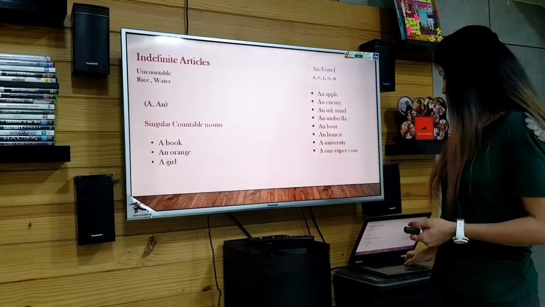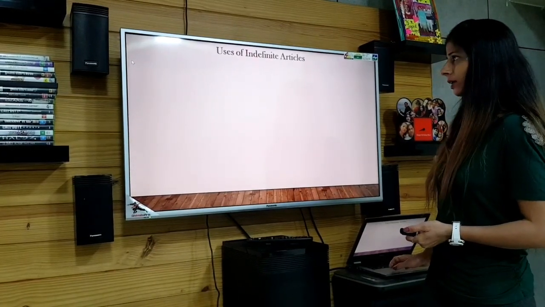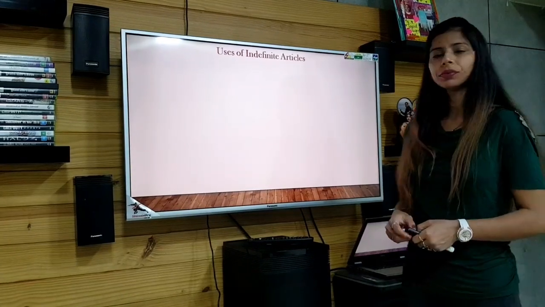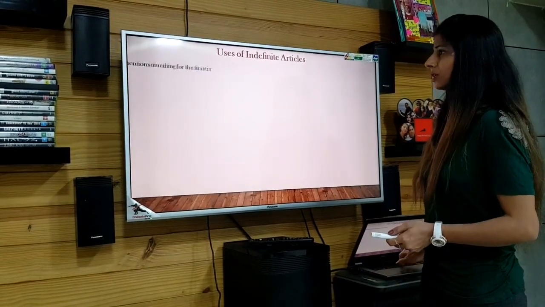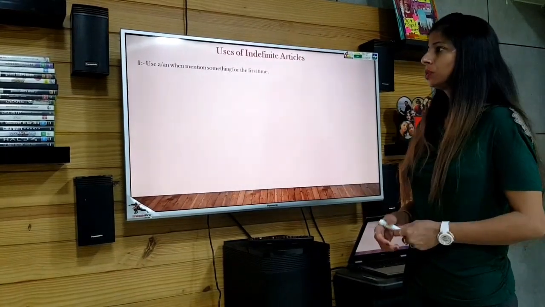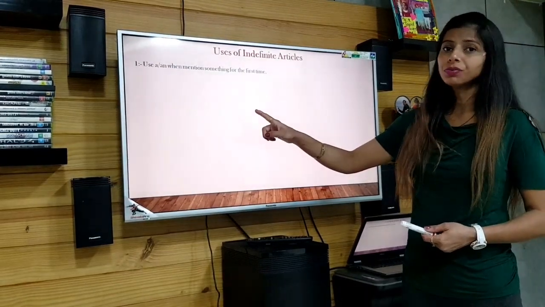So now moving further, what do I have in the next slide? Let's see. Uses of indefinite articles. Now let's see, where do we use indefinite articles? First, we use "a" or "an" when we mention something for the first time.